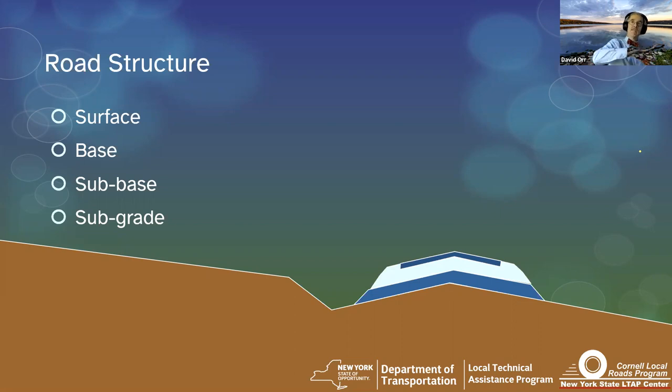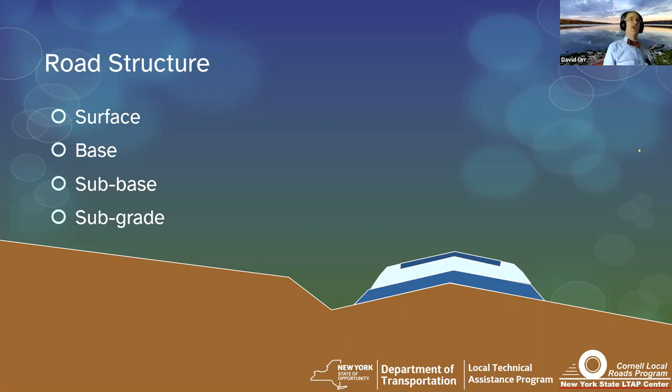But got a subgrade. On top of that subgrade, we put a subbase sometimes if it needs it. And certainly a state highway is going to have a subbase. The state actually always uses the subbase. Usually it's granular. And then we have a base and we have a surface. And even on a gravel road, you need to have a structure.